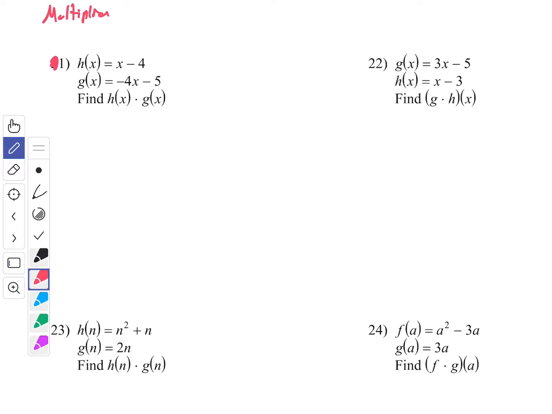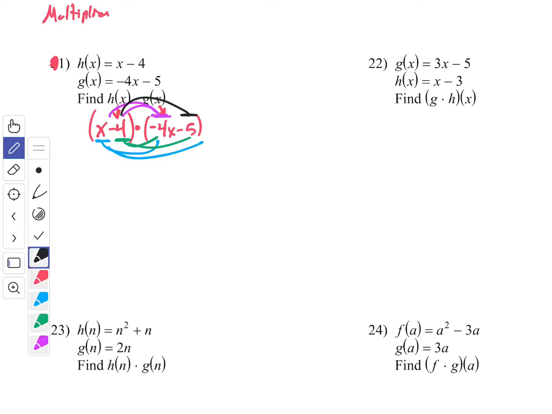So the idea here is that we are still taking our first function, x minus 4, and we're going to multiply it by our second function, negative 4x minus 5. So the best thing to do is put them in parentheses, like that. And the idea here is that this piece is going to be multiplied by both of those, and this piece will be multiplied by both of them as well. Or you could think of it backwards, and this piece has to be multiplied by both of these, and this one by both of them as well. So basically every piece inside here is going to be multiplied by every piece inside here. Same with this one, which will end up having these do the same thing.